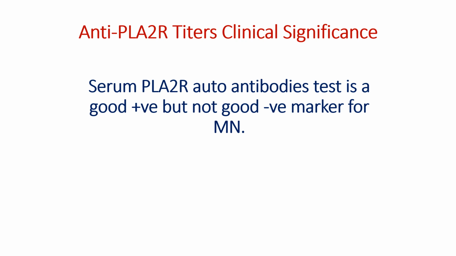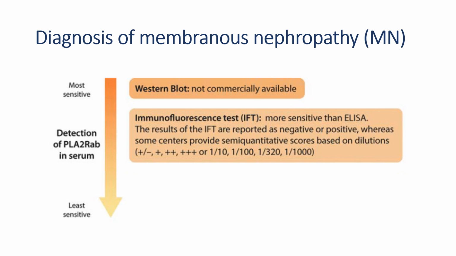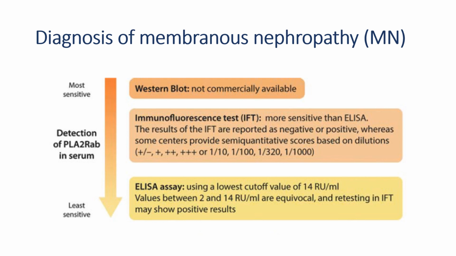If it is negative, you cannot exclude membranous nephropathy, because there are other new antigens in the podocyte that antibodies are directed against. How do we detect phospholipase A2 receptor antibody in the serum? The best and most sensitive technique is the Western blot, but it is not commercially available. The immunofluorescence test has intermediate sensitivity. Finally, the ELISA assay is the least sensitive, and its cutoff value is 14. Between 2 and 14 it is equivocal, and it is better to retest the patient with immunofluorescence.